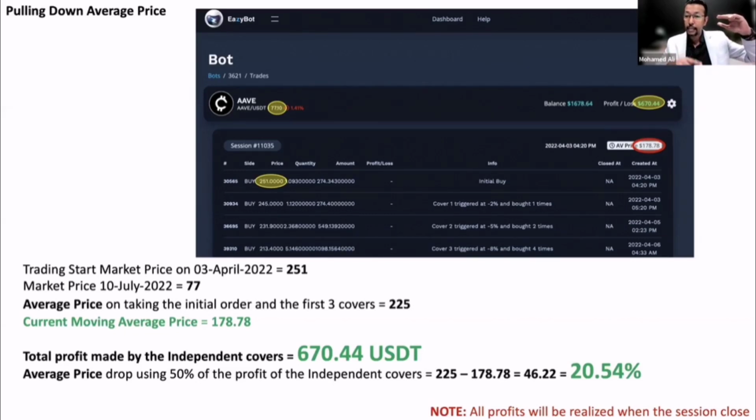We're working as the market is going down, buying and selling, buying and selling. 50% is used to pull the average price down, until it reaches now more than a 20% drop of the market as we speak. And as the market continues fluctuating, it's going to keep on pulling down the average price until eventually the average price meets the current market price plus 1.5% and closes the whole cycle, realizes the whole profit and starts all over again at that point of the market. So this is about pulling down the average price.